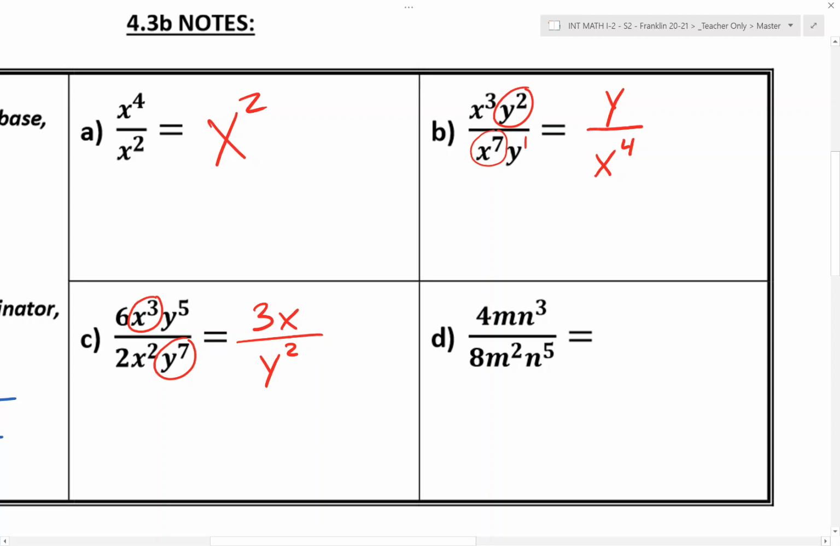Looking at the last example, we have 4 over 8. Now we can just treat that as a fraction and reduce it, because obviously 8 doesn't go into 4, so we can just think of this as a fraction, 4/8, which reduces to 1/2. And then we have m's 1 and 2. 2 minus 1 is 1, and because the bigger one's on the bottom, that's where that m goes. And then for the n's, again, it's on the bottom. 5 minus 3 is 2, so what's left over is just like this. So our final answer is 1 over 2mn squared.